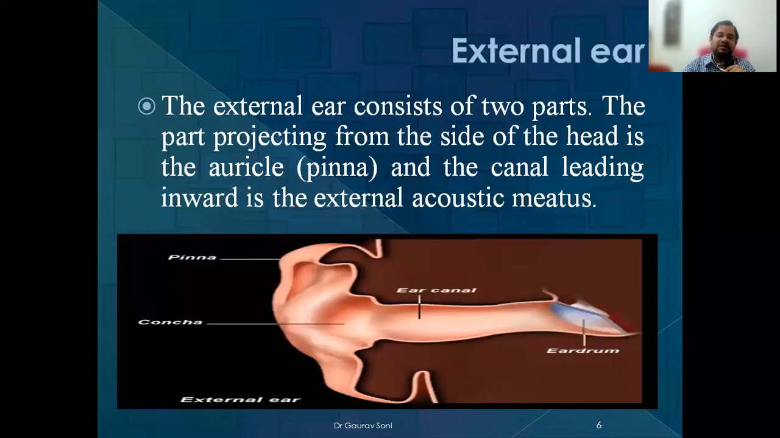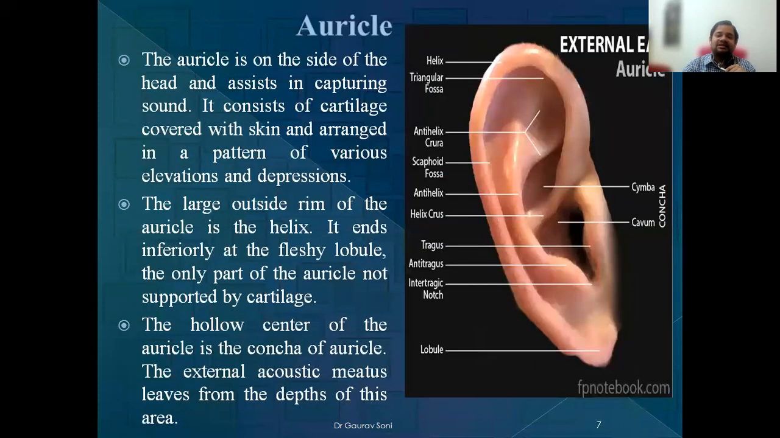Now coming to the first part, the external ear. The external ear basically consists of two parts. The part projecting from the side of the head is called the auricle or pinna, and the canal leading inwards is called the external acoustic meatus. You can see the diagram. There is the pinna and there is the ear canal. Let's see about the auricle. The auricle is a very specific organ which is lying lateral to the head, and it is there to attract the sound waves towards itself and to transfer them into the external acoustic meatus.